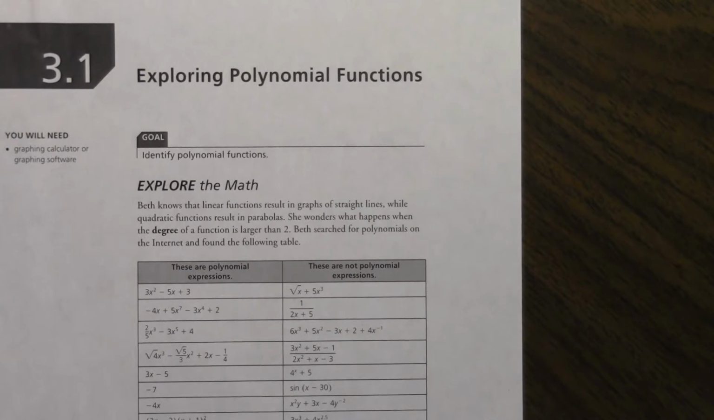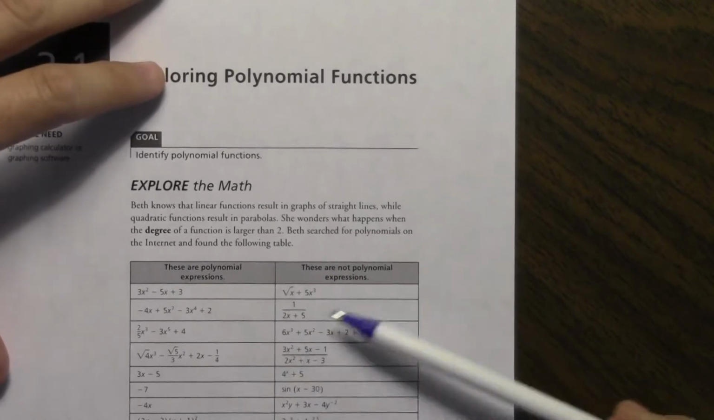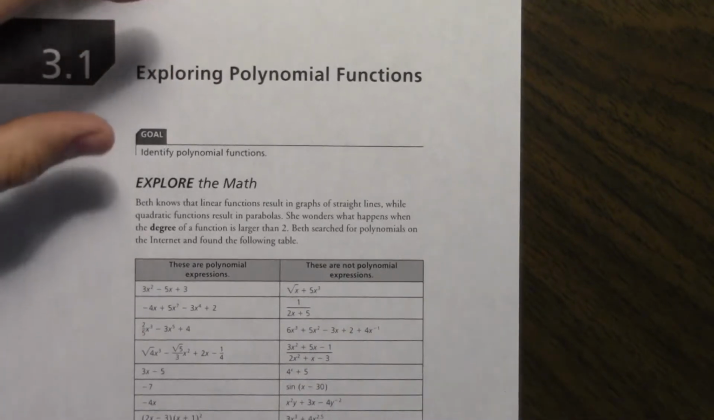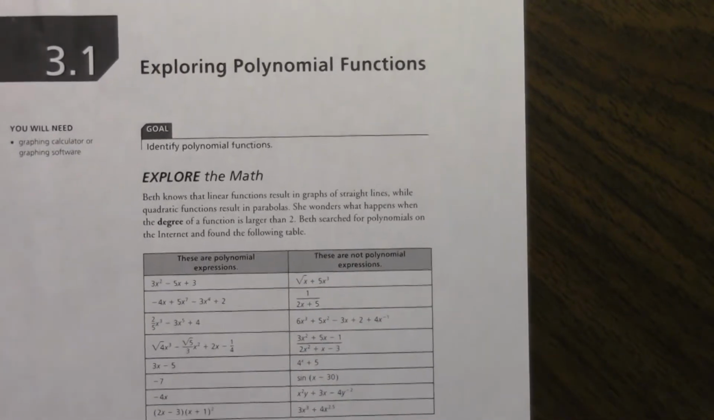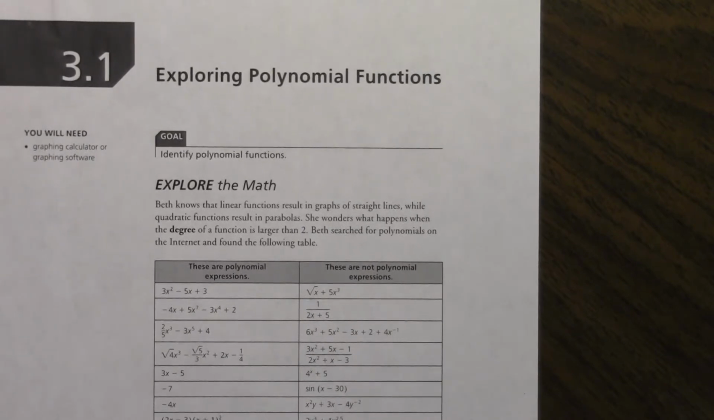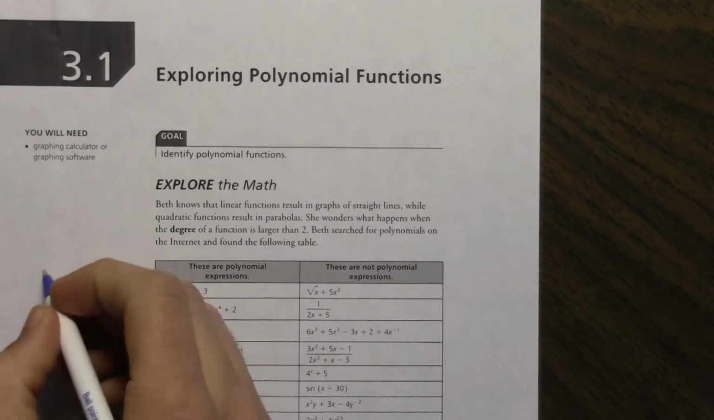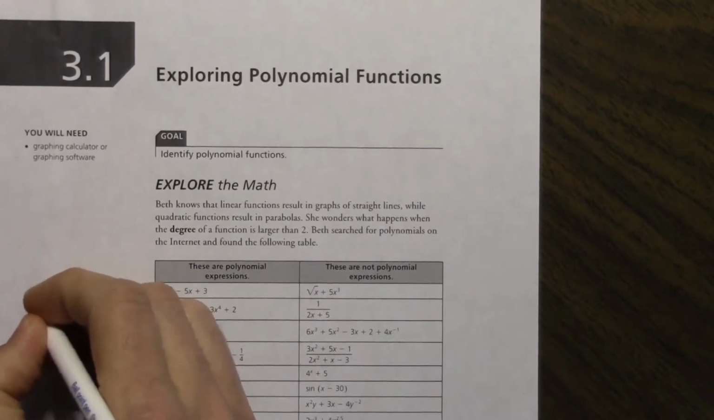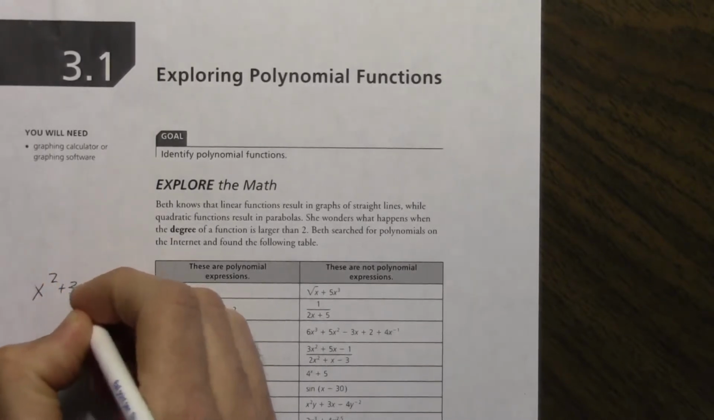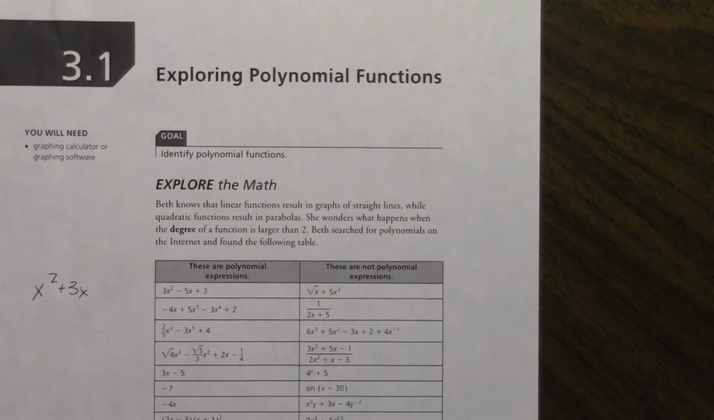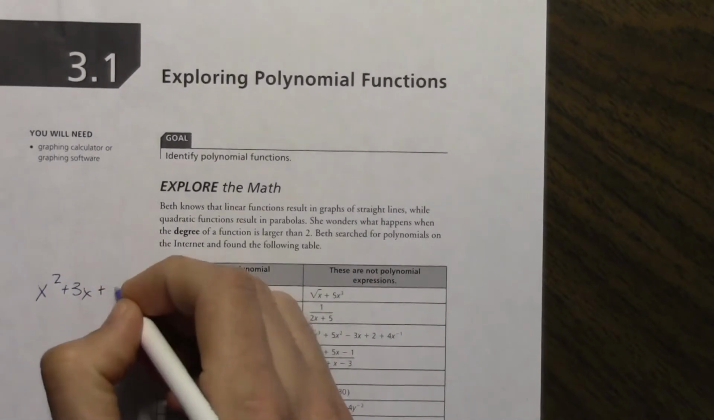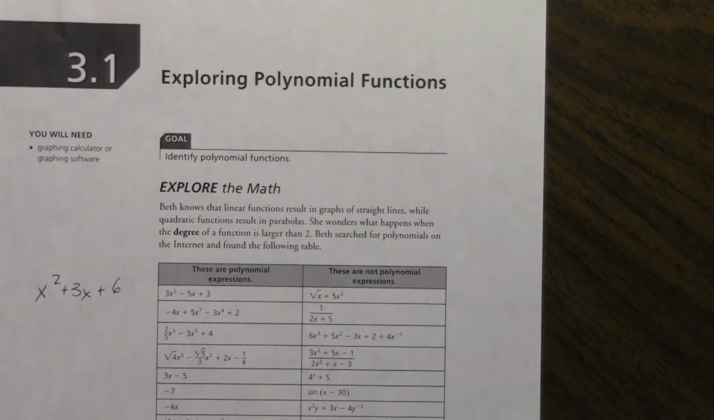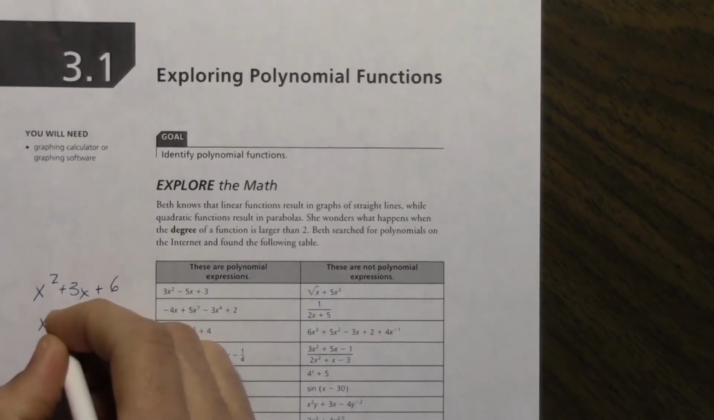Beth searched for polynomials on the internet and found the following table. These are polynomial expressions. These are not polynomial expressions. So, we've heard the word polynomial quite often, and usually we think of it as something like x squared plus 3x. This is a polynomial. This is also a polynomial. And this is also a polynomial.